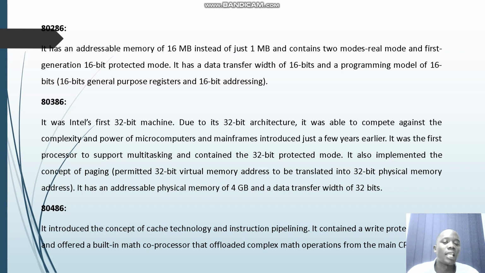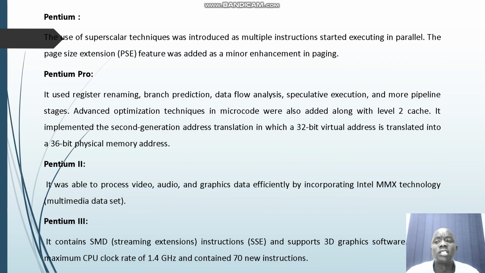Due to the 32-bit architecture, it was able to compete against the complexity and the power of minicomputers and mainframes introduced just a few years earlier. Then we see the 80486. It introduced the concept of cache technology and instruction pipelining. It contains a write protect feature and offered a built-in math coprocessor that offloaded complex math operations from the main CPU.